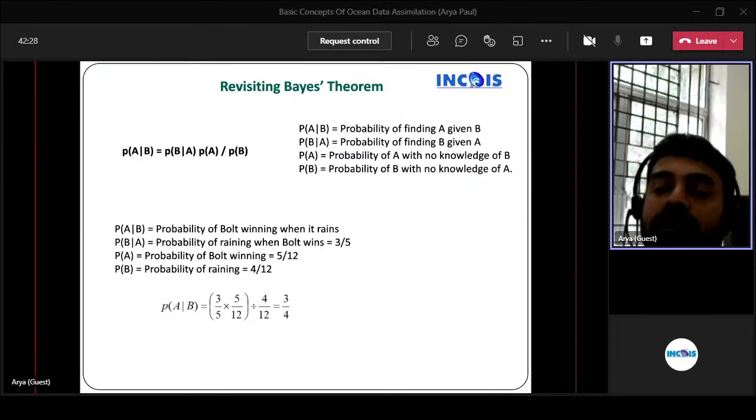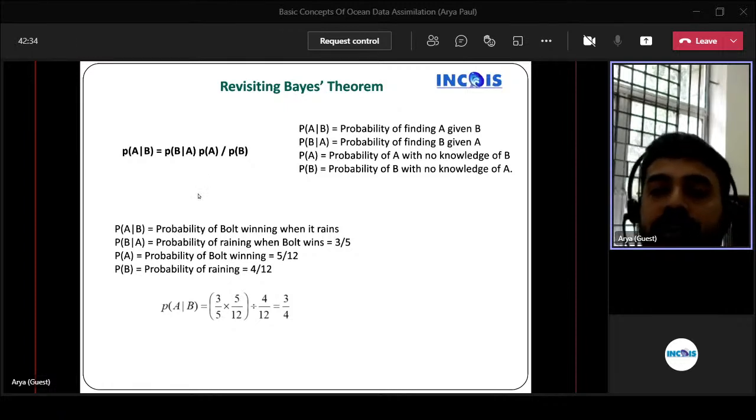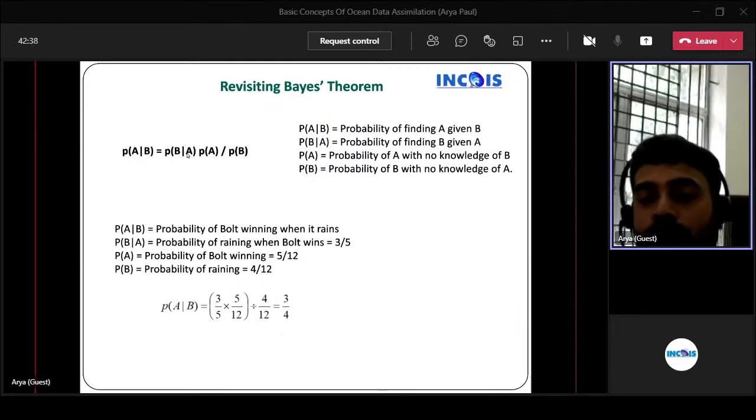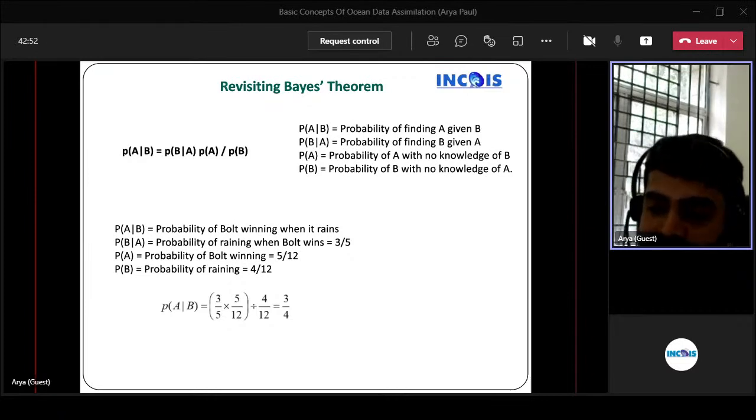So the probability of raining is 4 by 12. So what is the probability of Bolt winning when it rains? It is P of B given A, which is 3 by 5 into P of A, which is 5 by 12, divided by P of B, which is 4 by 12. Again, you get 3 by 4 or 75%. So this is the concept of Bayes theorem.